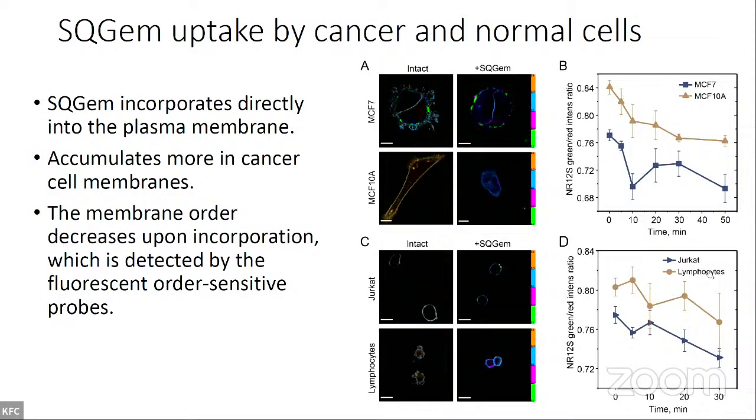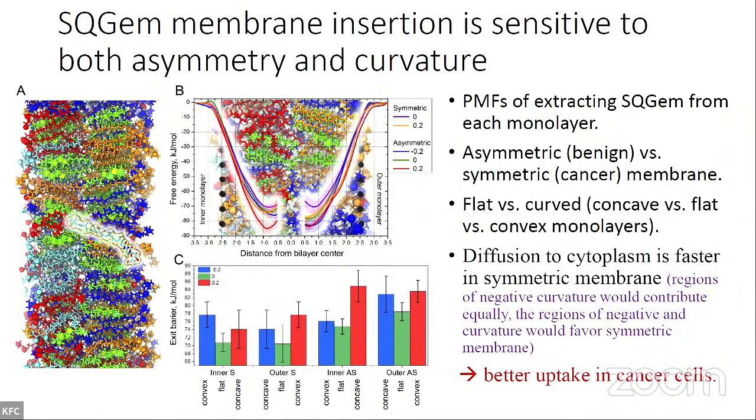For the pre-cancer cell and for the lymphocytes, you can see in both cases there is a difference in the fluorescent response, which means that if you add this drug, something happens to the membrane. So the membrane changes. This happens on the level of the membrane. And perfect, we know this, let's simulate it.